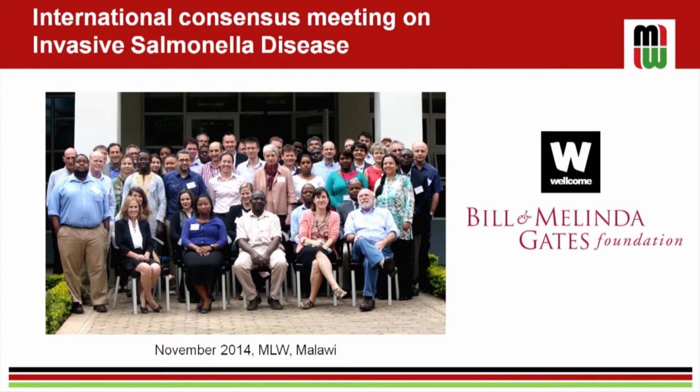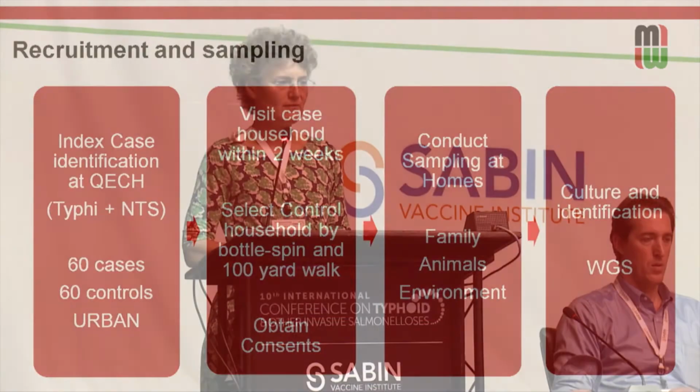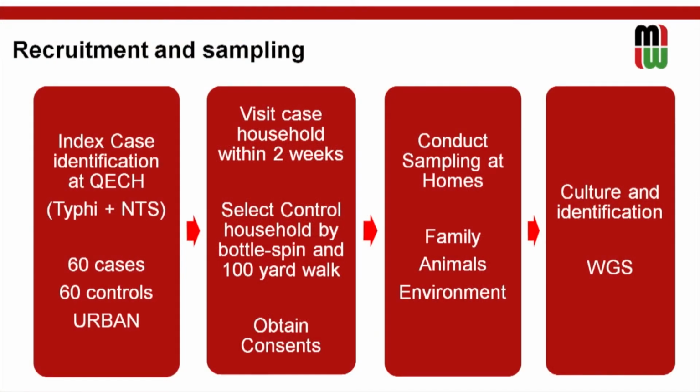We had an international consensus meeting in Blantyre on invasive salmonella disease, and one of the areas highlighted as a priority was to try and understand reservoirs and transmission. So we set out to do this case control study to identify household shedding and reservoirs. The particular way in which we wanted to strengthen the evidence was getting comprehensive sampling, if we could, from humans and animals and the environment in the household, and using much more high-resolution whole genome sequencing approaches to inform strategy. This is our recruitment and sampling methods. We recruited index cases of invasive disease, both Typhi and NTS, because we have both in Blantyre, aiming at 60 cases of each.